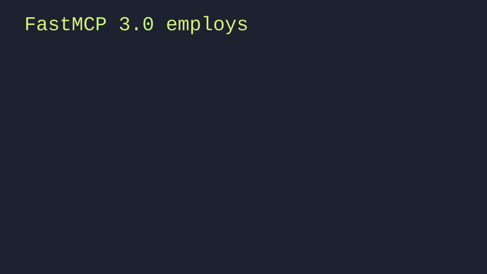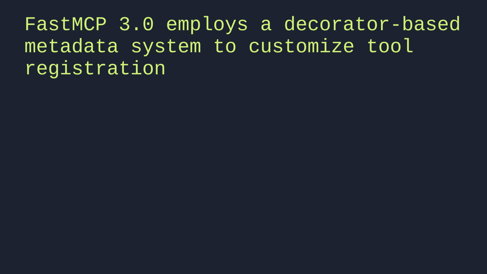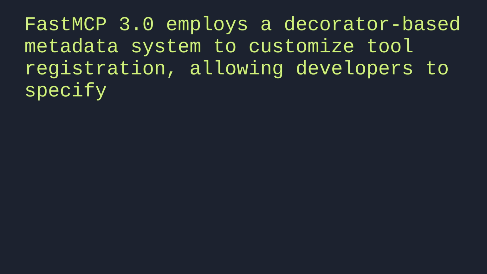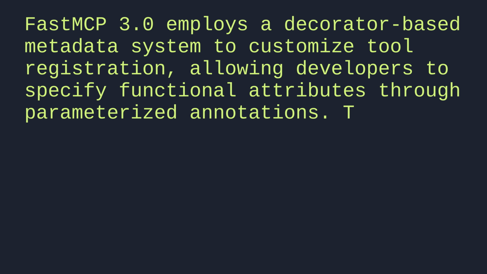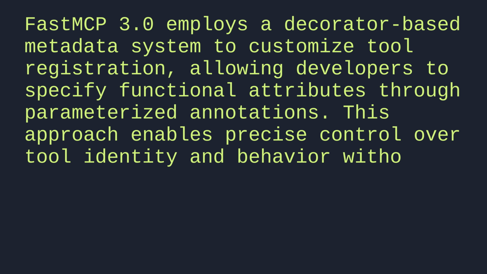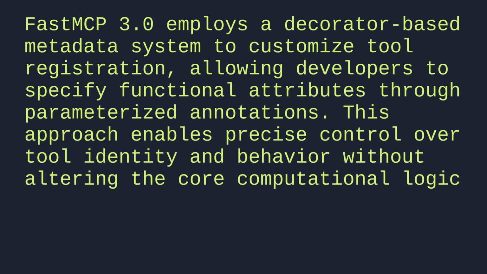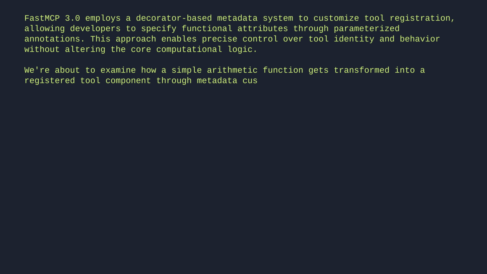FastMCP 3 employs a decorator-based metadata system to customize tool registration, allowing developers to specify functional attributes through parameterized annotations. This approach enables precise control over tool identity and behavior without altering the core computational logic. We're about to examine how a simple arithmetic function gets transformed into a registered tool component through metadata customization, where the decorator parameters define the tool's interface characteristics.